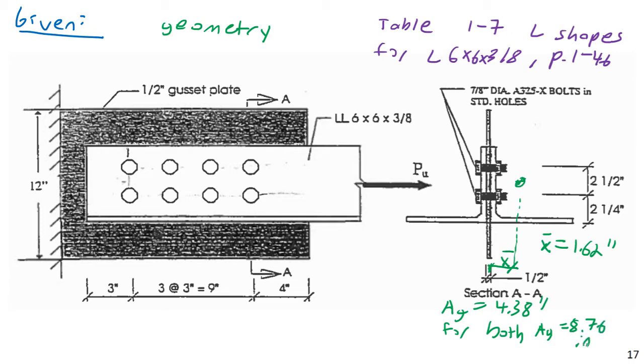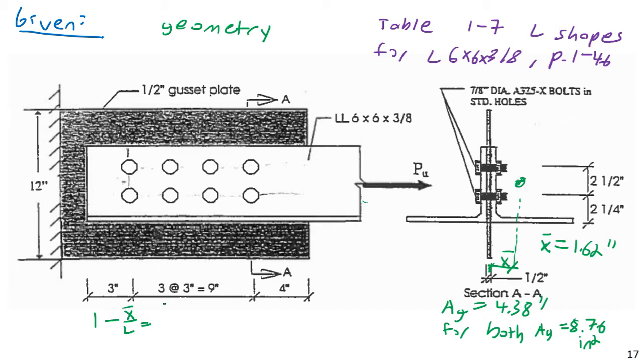8.76 inches squared. And in line with this as well, we now have our gross cross-sectional area, and let me label that a little bit better. That's a little bit messy, kind of writing on the edge of the table here. 8.76 inches squared. And if you remember previously, we calculated our U factor that was 1 minus x bar over L, or 1 minus x over L.